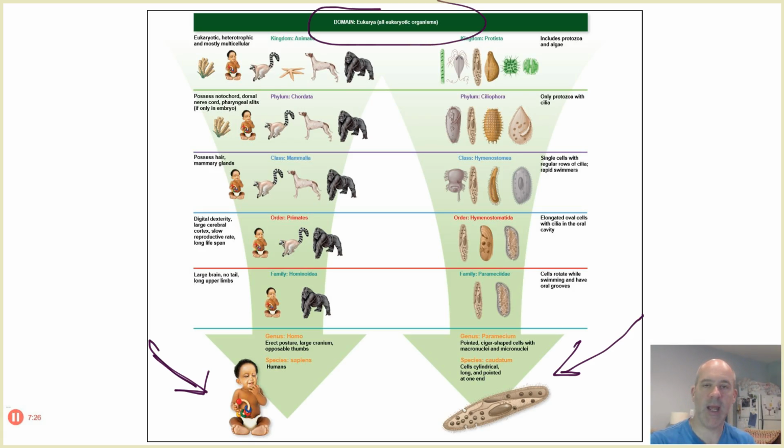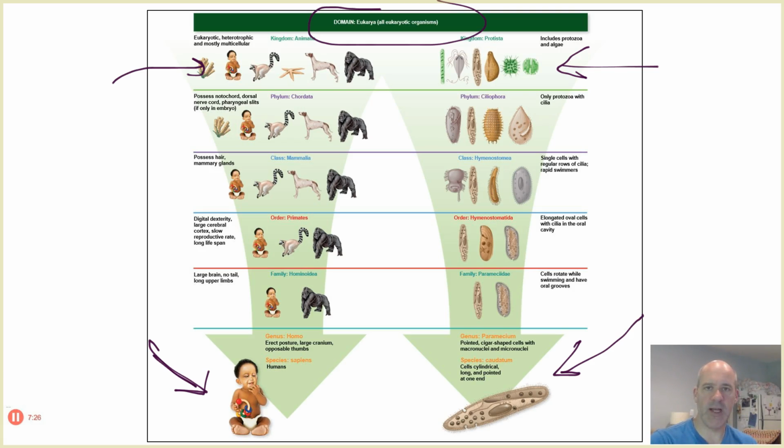So human beings and paramecia are in the domain Eukarya up at the top. Your eukaryotes are divided into kingdoms. So as humans, we're in the kingdom Animalia. The paramecium is in the kingdom Protista. And then from there, kingdoms are divided into different phyla. And then phyla are divided into classes.